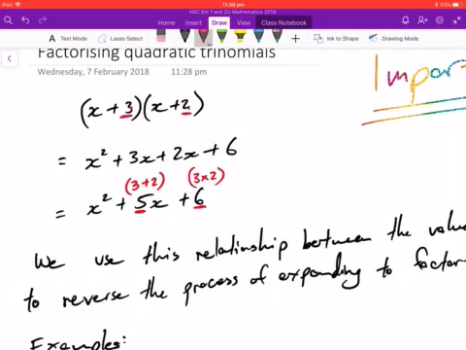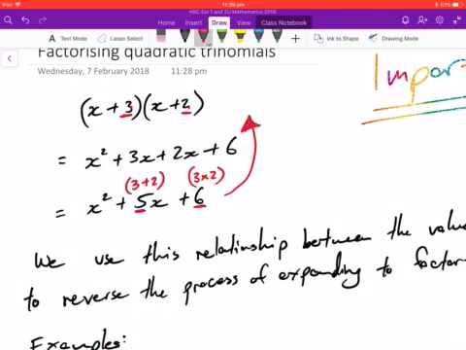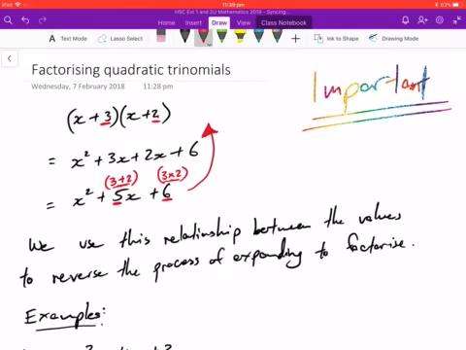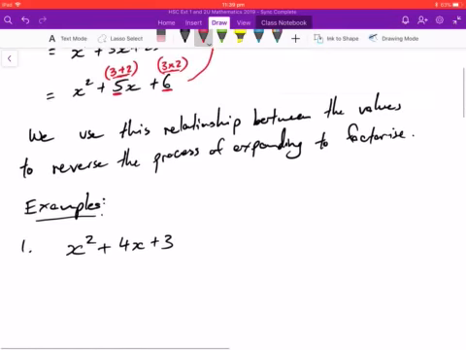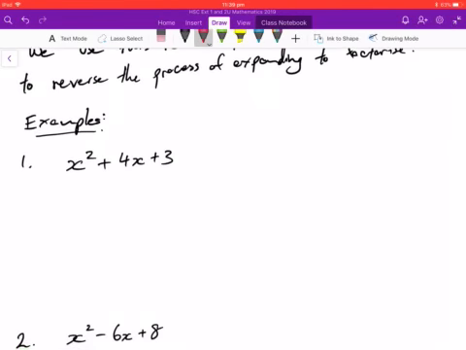So if I'm going back the other way, as in factorizing, not expanding, if I can reverse this process, I need to find two numbers that multiply to the constant term and add to what we call the coefficient of x, the number before the x. So I'm going to go through a few of these to show you and illustrate how we might do that. Okay, x squared plus 4x plus 3. So I need two numbers. They have to multiply to 3 and they have to add to 4. What are those two numbers?